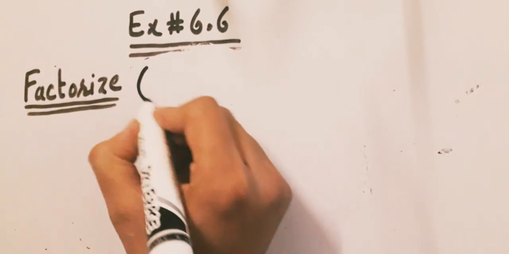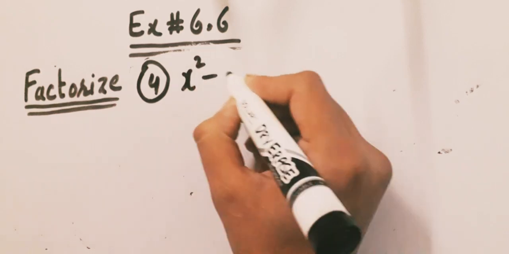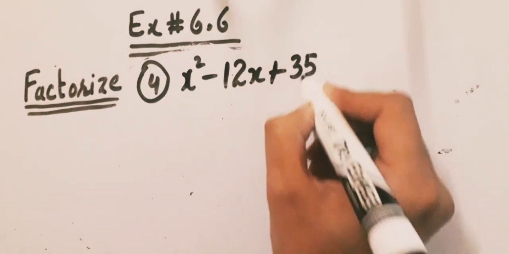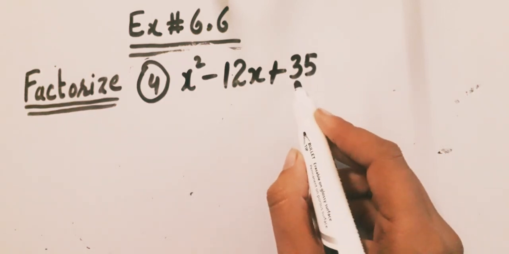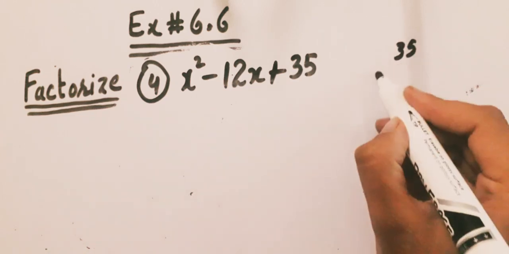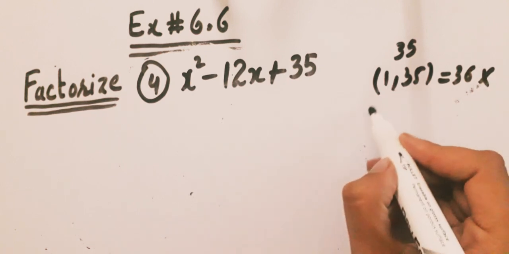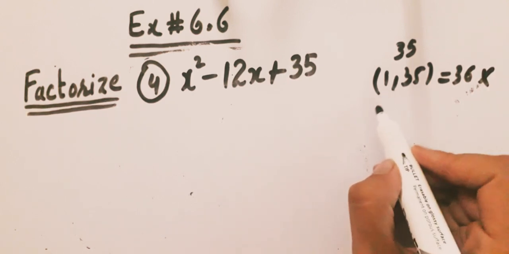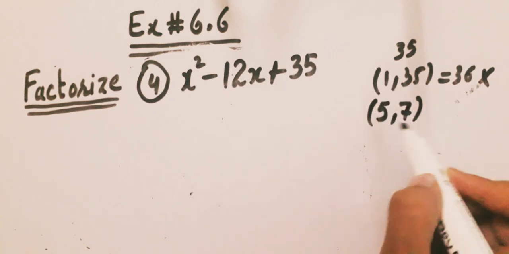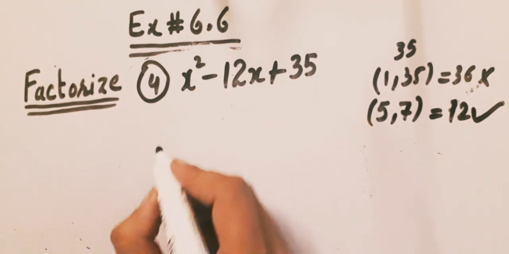Now we will solve part 4, that is x square minus 12x plus 35. You will make the factors of 35 such that when they are added they give 12. So 1 and 35, which is equal to 36. So 5 and 7, which is equal to 12. So this is the true factor of 35.